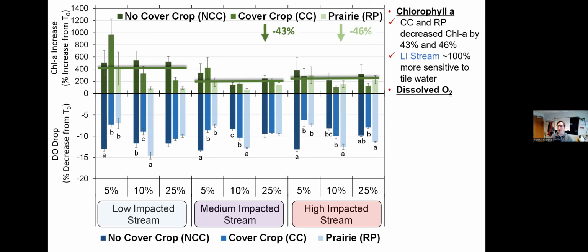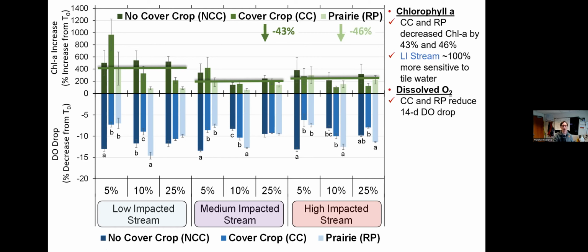Now this is dissolved oxygen. The bars are the same. So the lightest one is the prairie, the middle is a cover crop, and then the darkest one to the left is the no cover crop. And there's a lot of complex interactions here. I'm going to walk you through them. First of all, cover crops and the restored prairie, the RP, reduced the DO drop. So similar to chlorophyll. So that was nice to see.